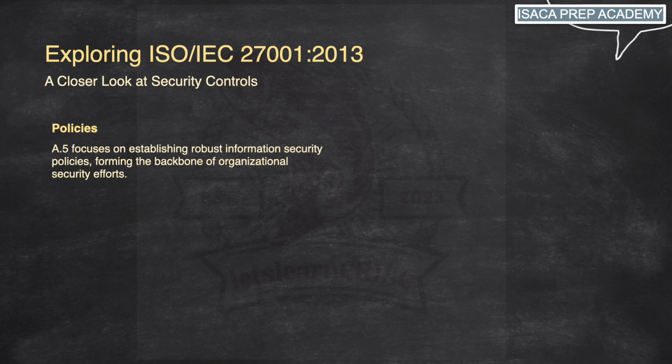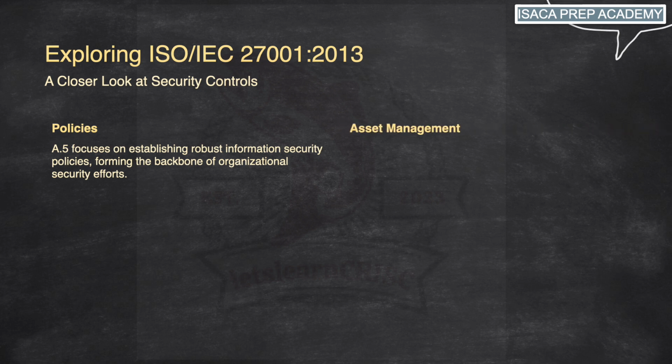By defining clear policies, organizations can provide guidance to employees on how to handle sensitive information, use IT resources securely, and adhere to regulatory requirements. In essence, robust information security policies help set the tone for the organization's security culture and ensure that security measures are aligned with the business objectives.